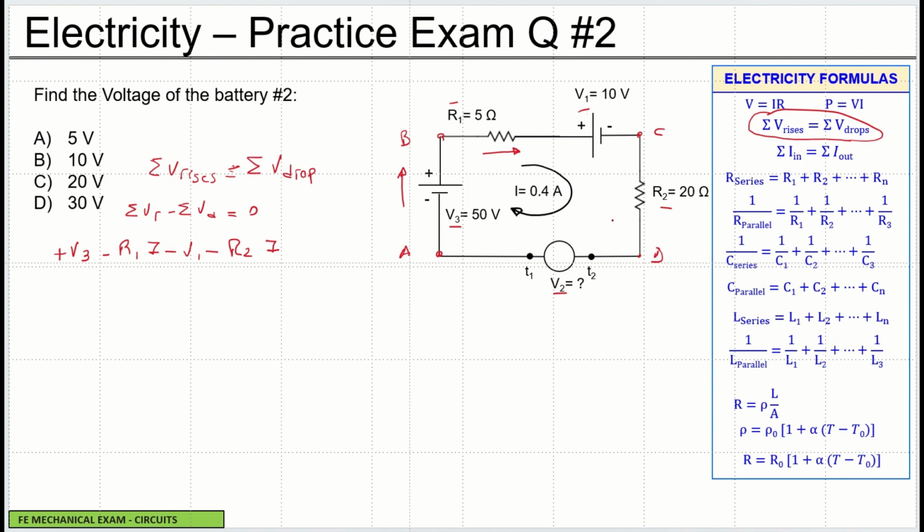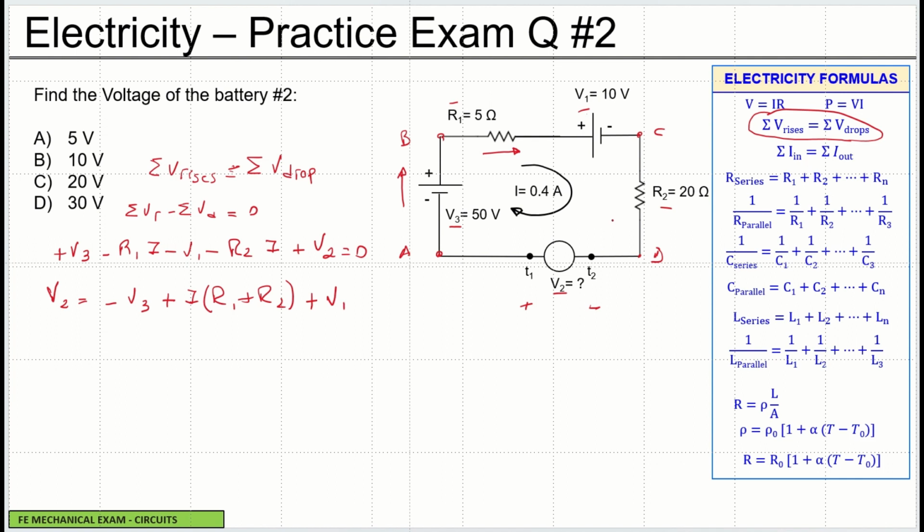And then when I go from D to A, I assume that this is minus to plus, so it's a voltage that rises. So let's call it V2, equals 0. Let's rearrange this equation, and we have V2 equals minus V3, plus I times R1 plus R2, plus V1.